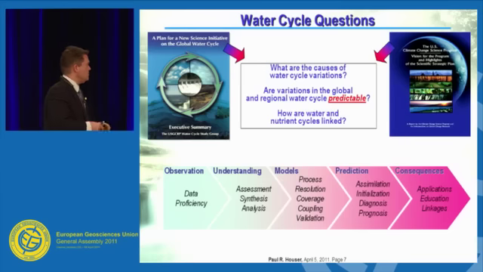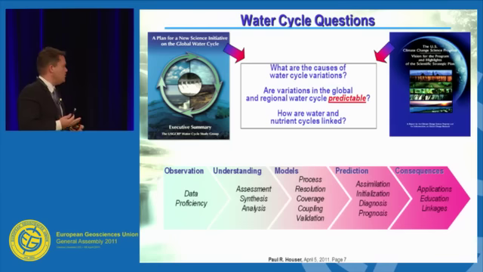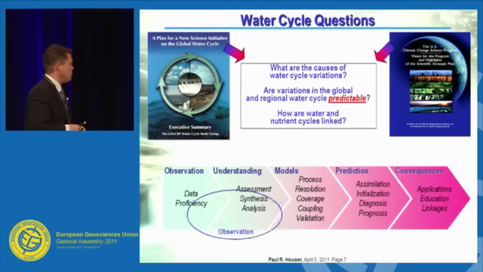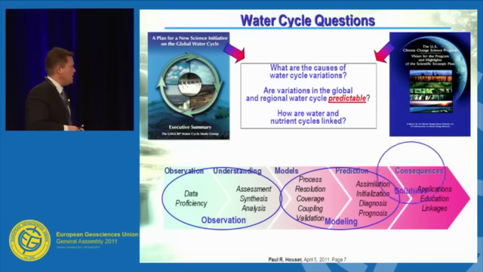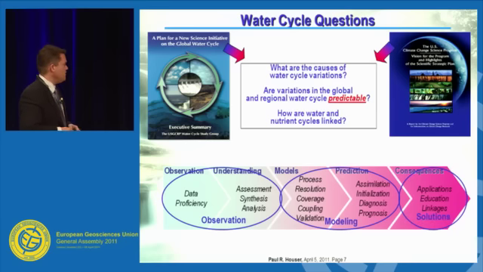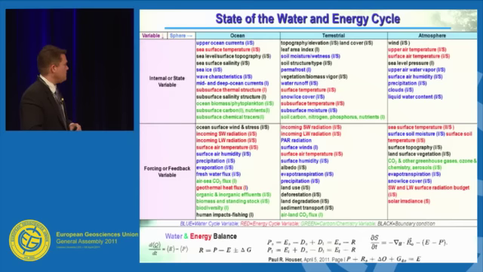Okay, so let's look at some research questions. For the water cycle, we're concerned about why the water cycle varies, whether those variations are predictable, and how they're linked to other things like nutrient cycles. We tend to look at this research topic as a progression from observations to modeling the prediction, and then to some end-use solution. Things are motivated by observations. We want to predict things so that people who need to make decisions can use those predictions with reasonable confidence.